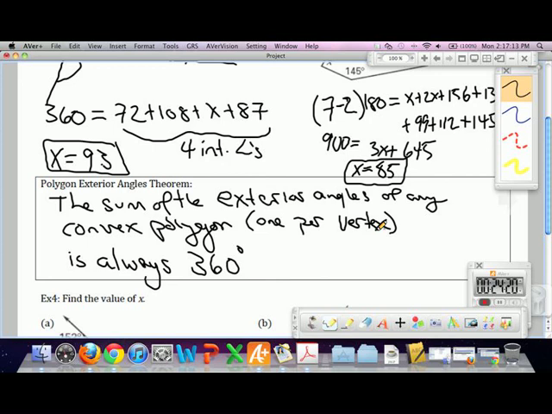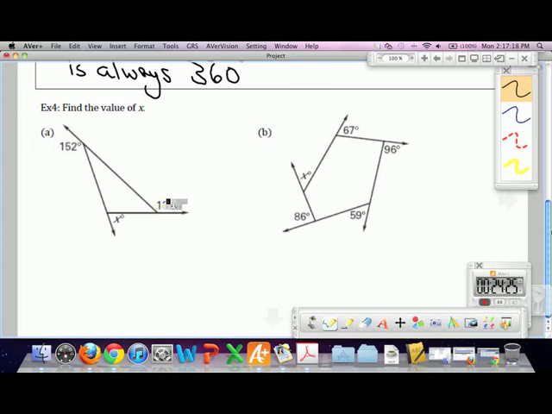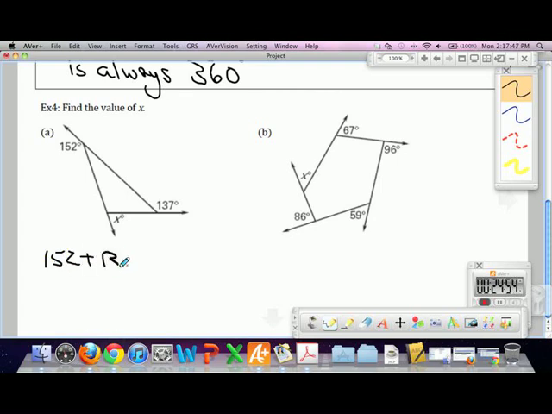So, for example, I have a couple of examples on here. Notice these are all exterior angles of my polygon here. In this case, it's a triangle. One per vertex, created by extending the sides, extending a side and measuring between the side and the side extended. So if I add these together, the exterior angle theorem says that these angles added together must always be 360, so 152 plus 137 plus x is 360, no matter what.